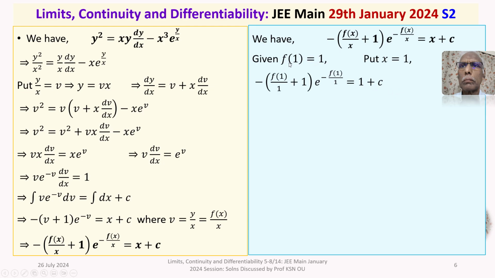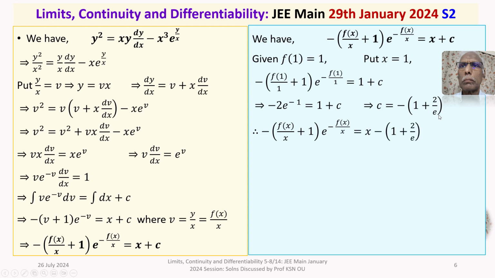Now put f of 1 is equal to 1. Then it will be minus 1 plus 1, 2 into e to the power of minus 1, that is minus 2 e to the power of minus 1 is equal to 1 plus c. That will give you the value of c as minus in brackets 1 plus 2 by e. Substitute the value of c in this equation. Then you will get this.